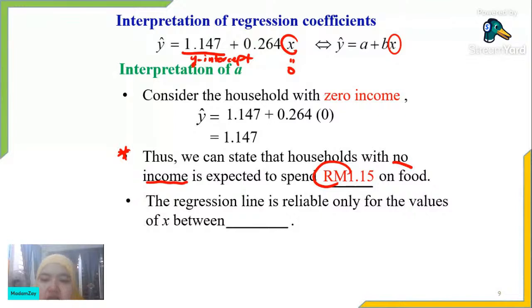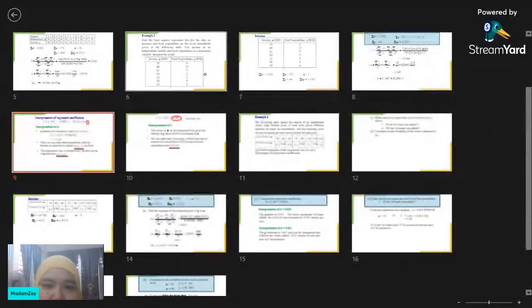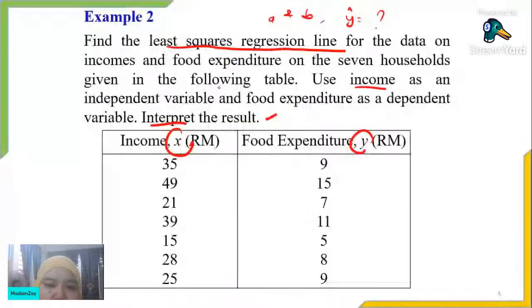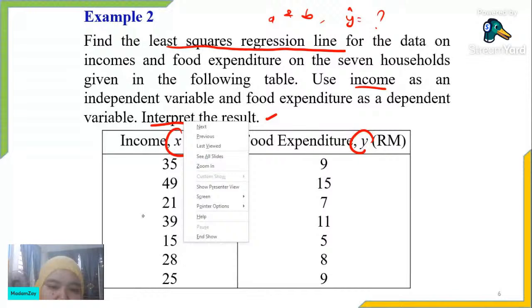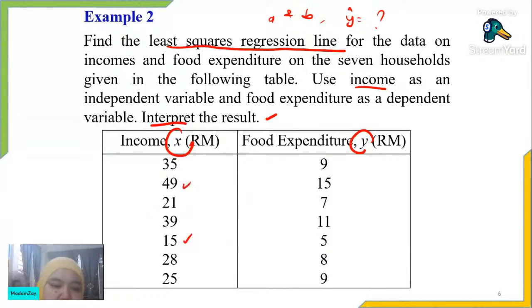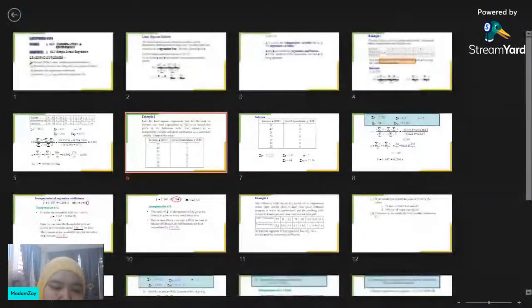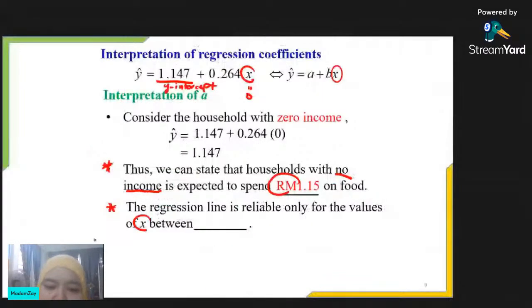For B, the regression line is reliable only for the values of X between. Okay, so this part, the second one here, is talking about the value of X. Nilai X ni kita tengok daripada data yang diberikan. Nilai X tu daripada mana ke mana saja. So the smallest X is equal to what? The largest X is equal to what? So let's see the original data. So the smallest X, so we have income. The smallest X kat sini ada berapa? So we have the smallest one is 15. The largest one is 49. So we can say that it's only valid for 15 to 49.